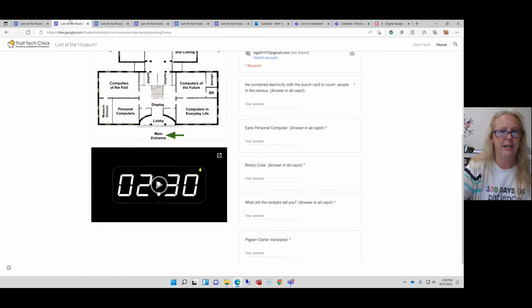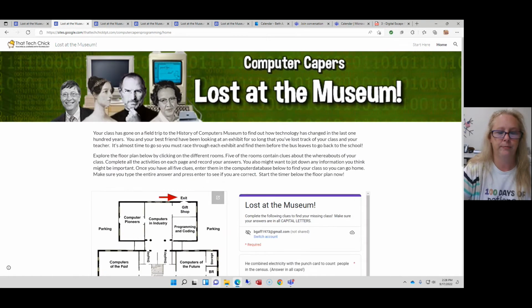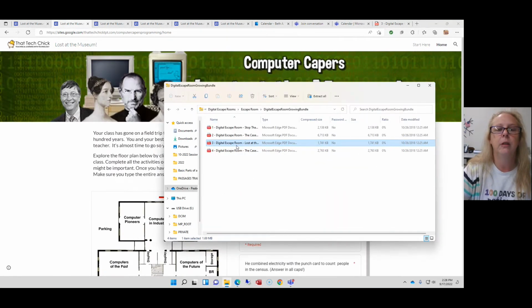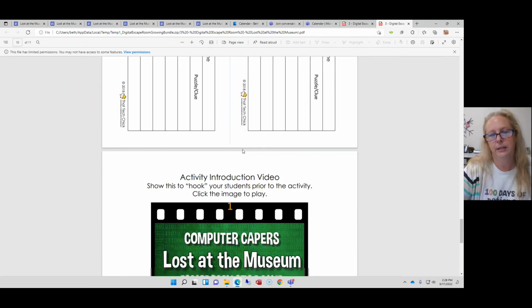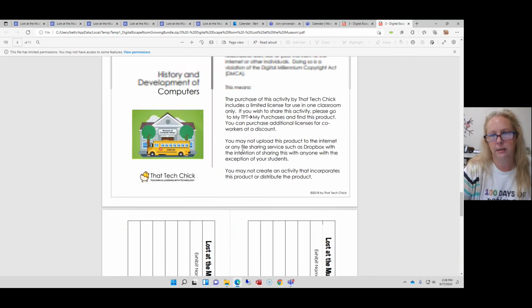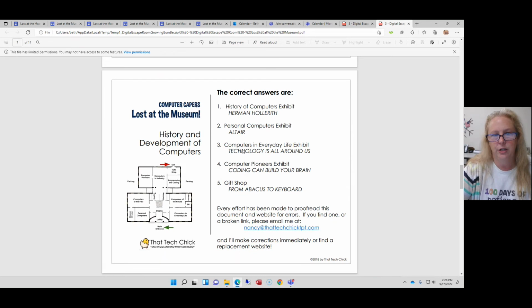Let me see if I can get our answer key. So this was the answer key. I'm just going to leave it on there for a second so you can see it.